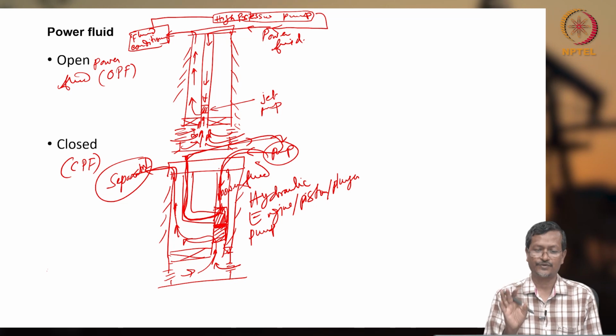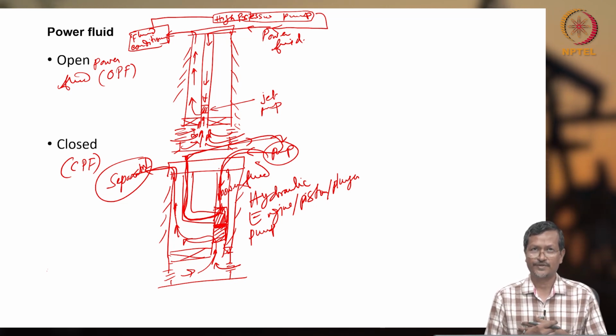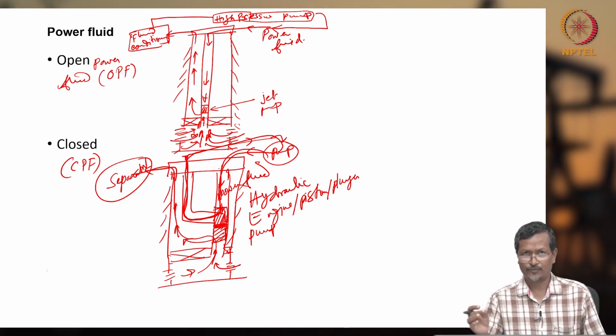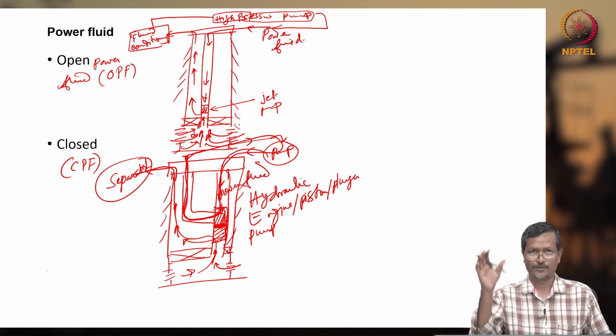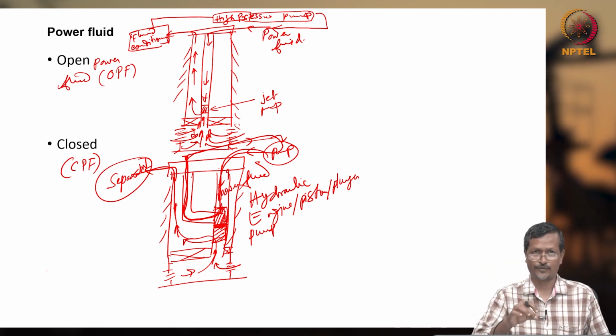But open fluid, it is for jet pump application. In that case, both are mixing together. So in that case, you have to first separate, condition, then you have to put it into your wellbore as a power fluid. Okay, so power fluid means whatever fluid you are pumping to your wellbore.